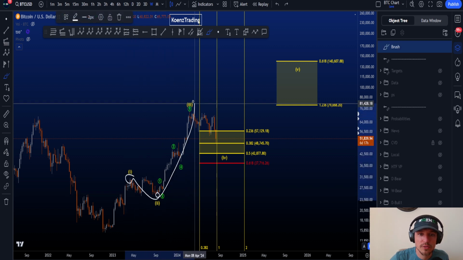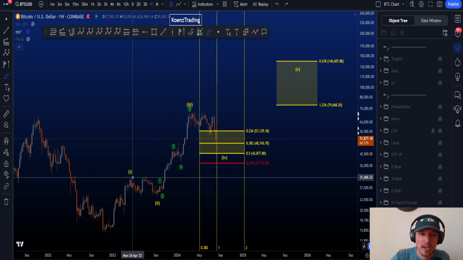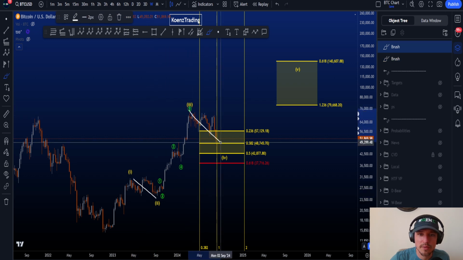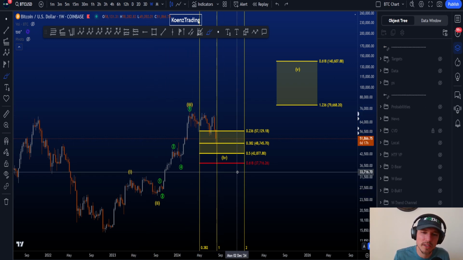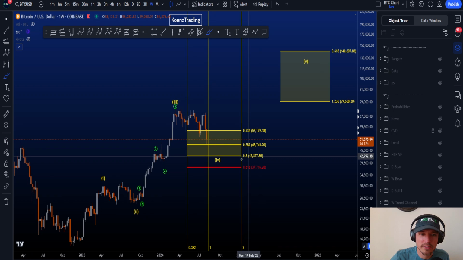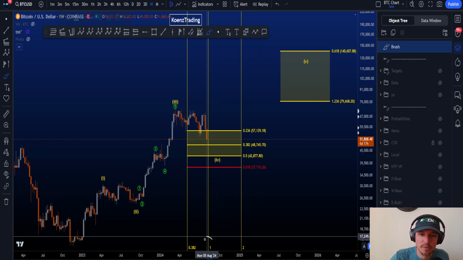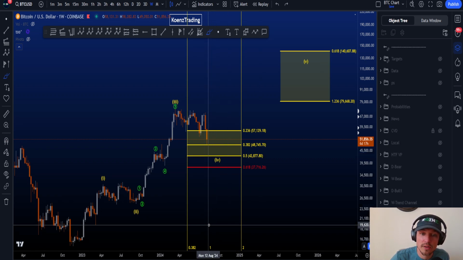Preferably, this wave 4 is finishing after the 1-to-1 fib time, which is taken from the start to the end of wave 2 to the end of wave 3, comparing wave 2 in time with wave 4 in time, and most commonly a wave 4 is longer in time than a wave 2, so therefore preferably we see wave 4 finish after the 1-to-1, which is the 12th of August.